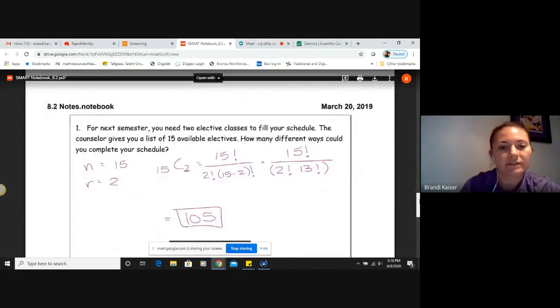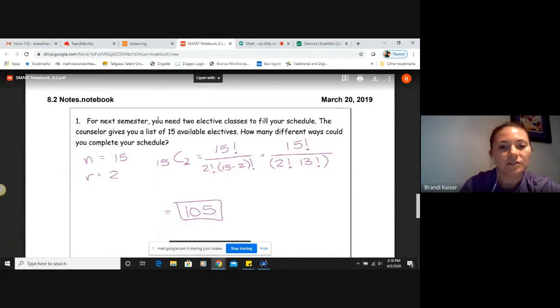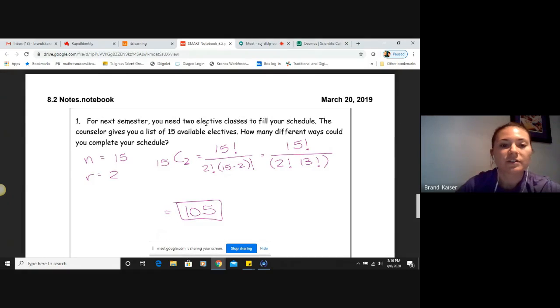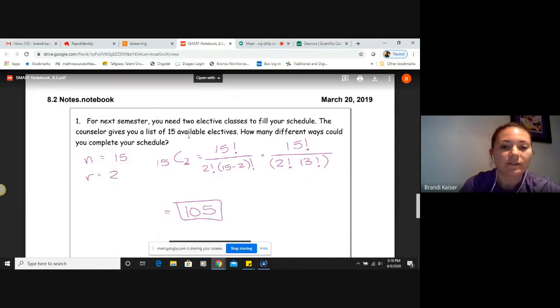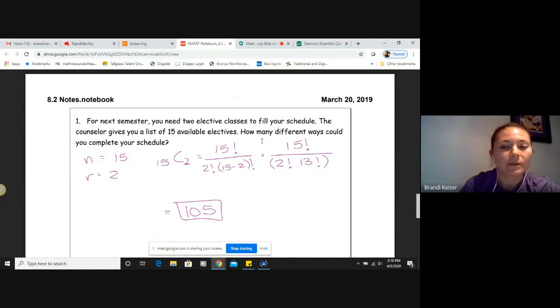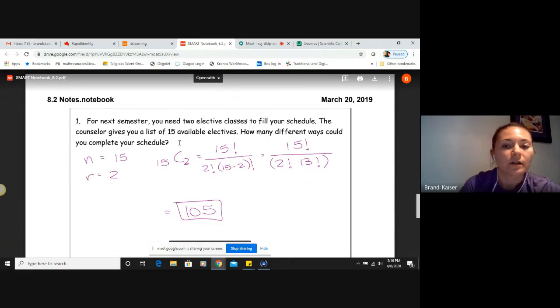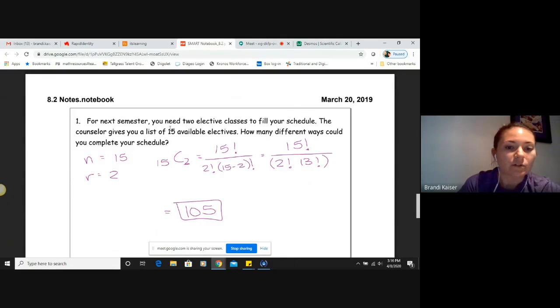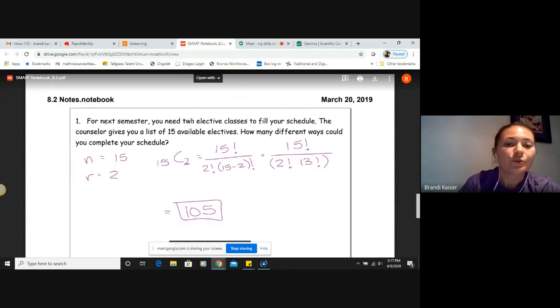So let's go through a couple of examples here. It says for next semester, you need 2 elective classes to fill your schedule. The counselor gives you a list of 15 available electives. How many different ways could you complete your schedule? All right, so we have a total of 15 options, 15 classes to pick from. So that's going to be our N. We only have to choose 2 of them, so R is going to be our 2.